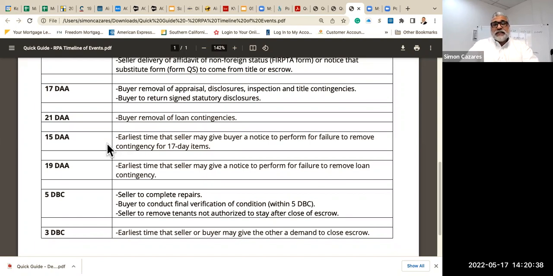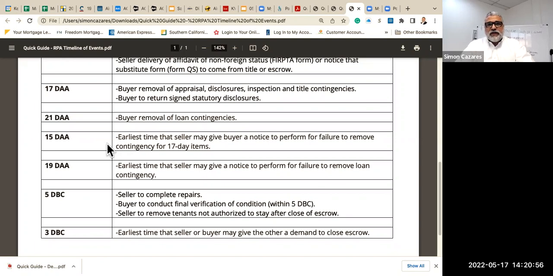Okay, on the 17th day. So now what happens is instead of being 17 days, it gives the buyer 48 hours more to release that as a condition. 48 hours more to release those contingencies.